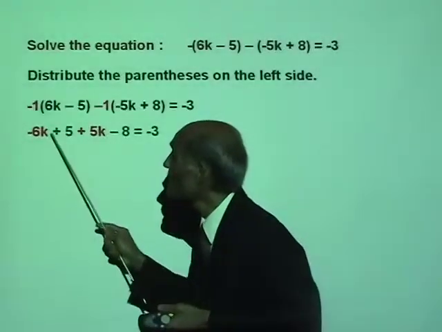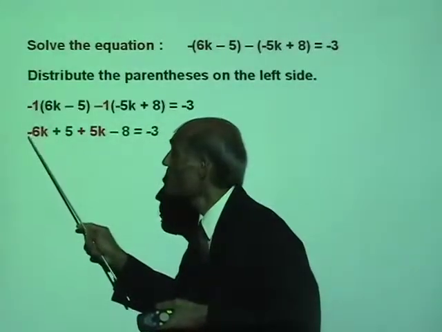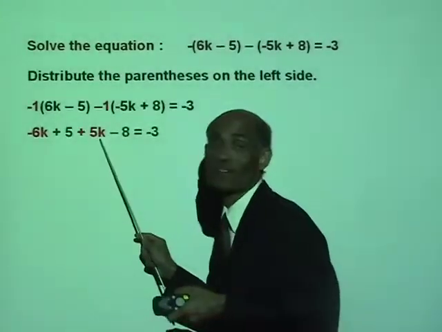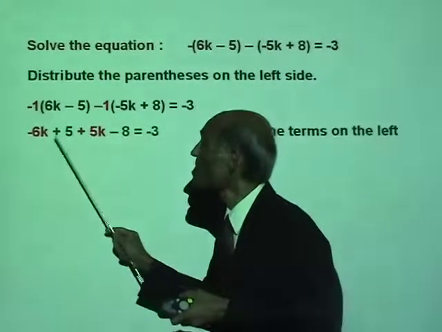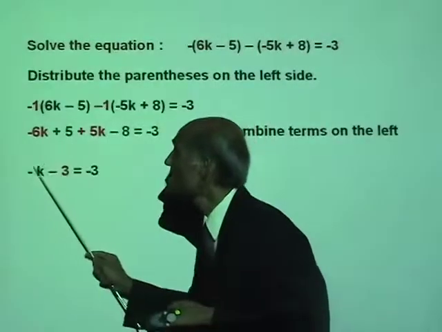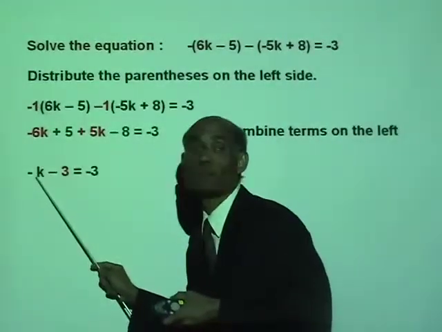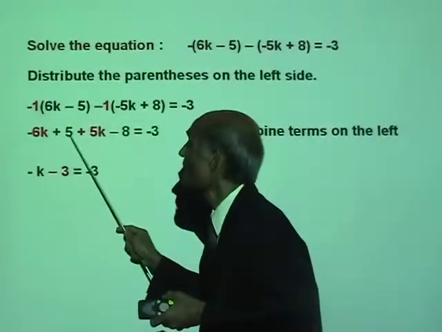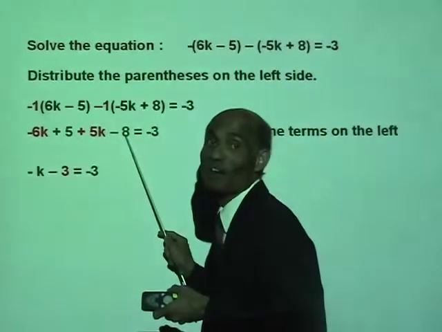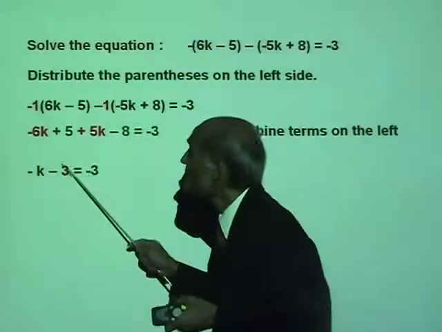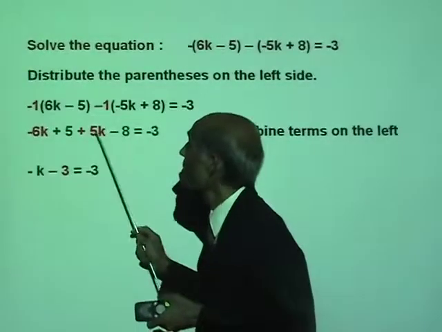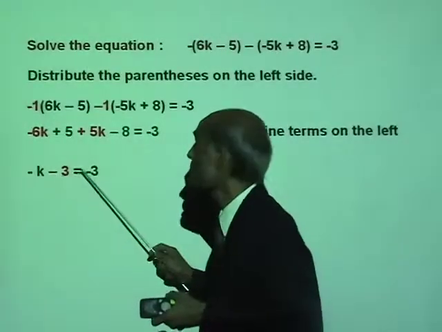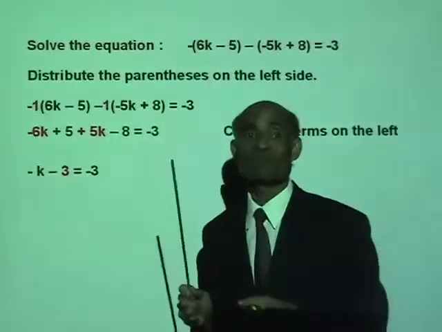Now we combine like terms. Tell me, what is negative 6k plus 5k? Negative 6k plus 5k is a negative k. And 5 minus 8. What is 5 minus 8? 5 minus 8 is a negative 3. So my left side now is negative k minus 3 equal to negative 3.